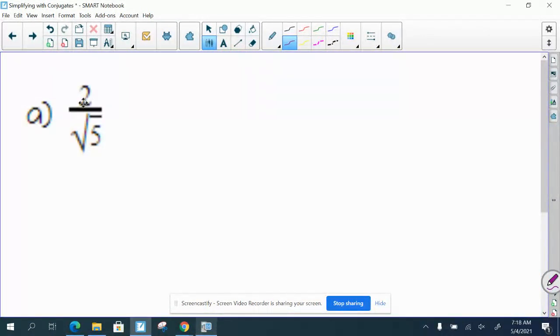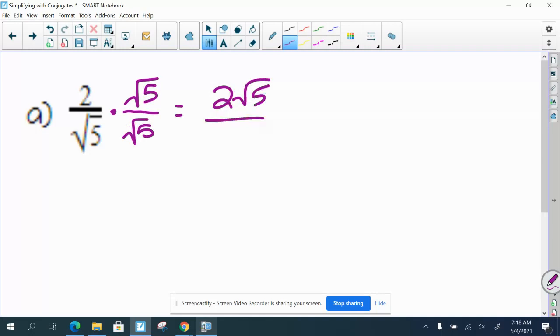So here, 2 over the square root of 5. So this one is just one of the easier examples. We're just going to multiply the numerator and denominator by the square root of 5. So we get 2 square root 5 over 5. We can't simplify, so we'll leave our answer like that.